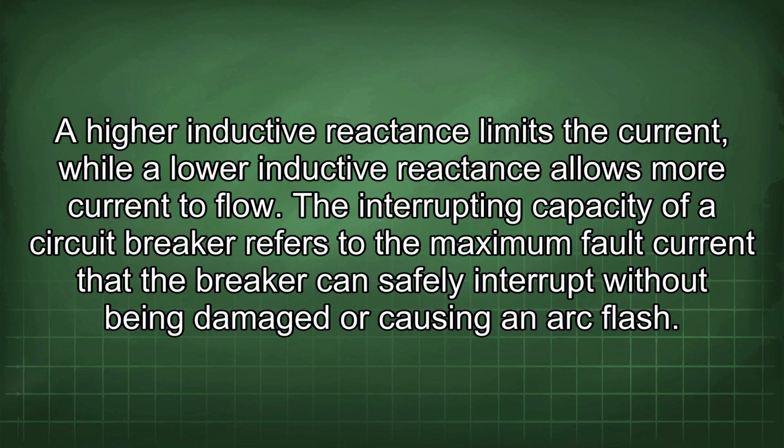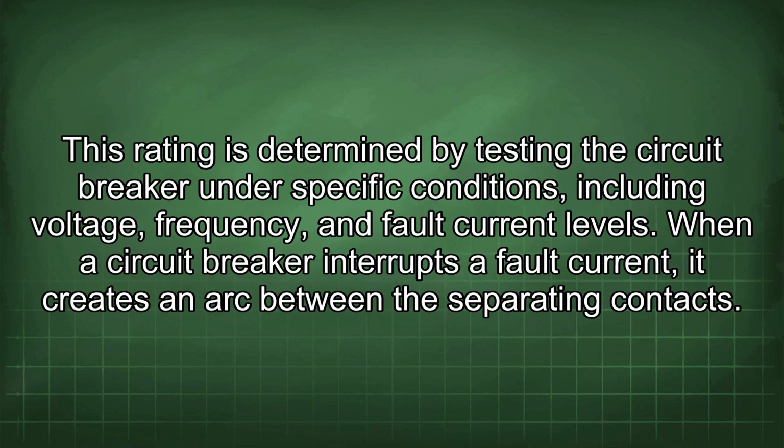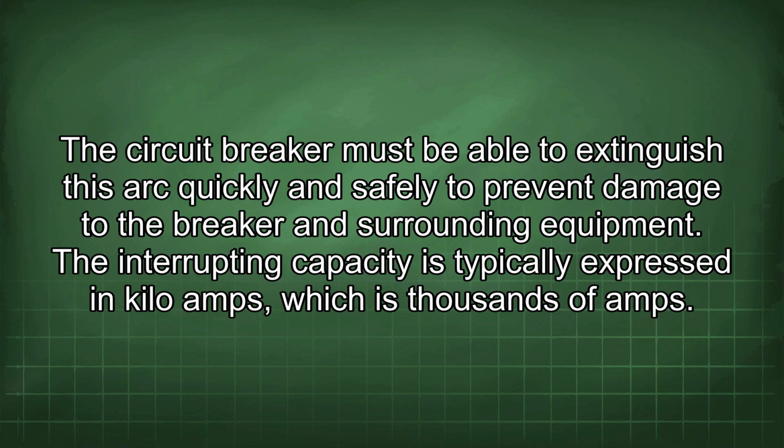The interrupting capacity of a circuit breaker refers to the maximum fault current that the breaker can safely interrupt without being damaged or causing an arc flash. This rating is determined by testing the circuit breaker under specific conditions, including voltage, frequency, and fault current levels. When a circuit breaker interrupts a fault current, it creates an arc between the separating contacts. The circuit breaker must be able to extinguish this arc quickly and safely to prevent damage to the breaker and surrounding equipment. The interrupting capacity is typically expressed in kiloamps, which is thousands of amps.